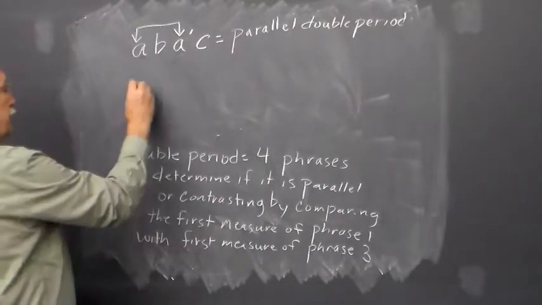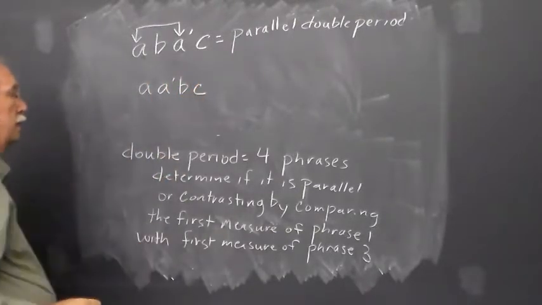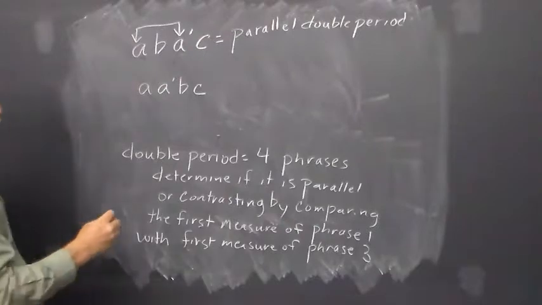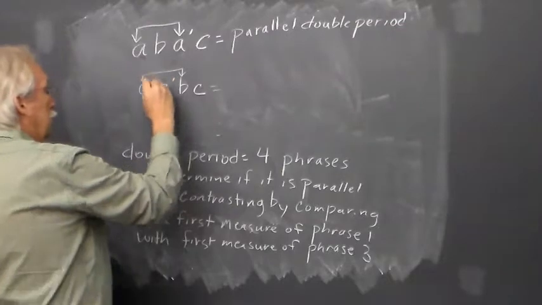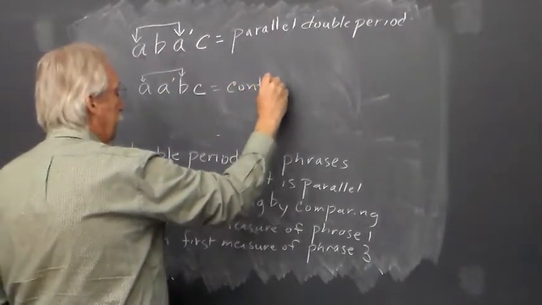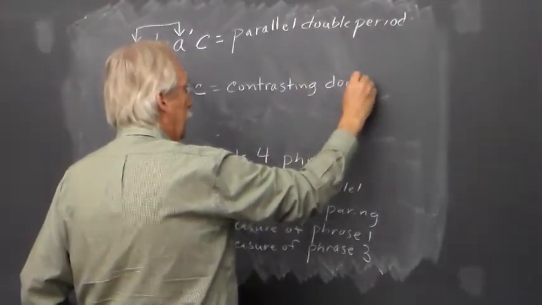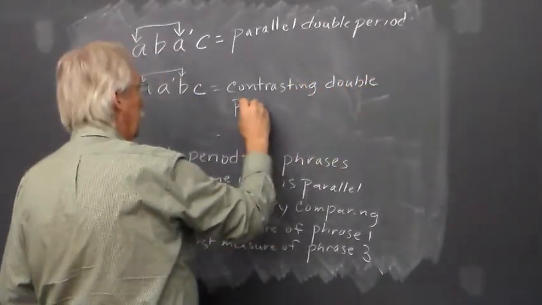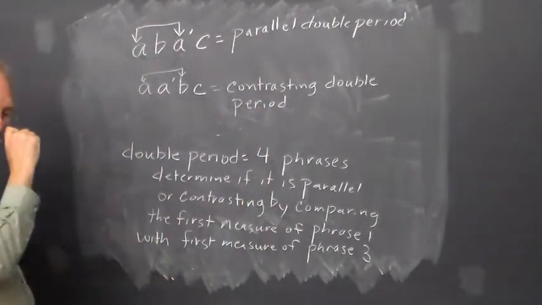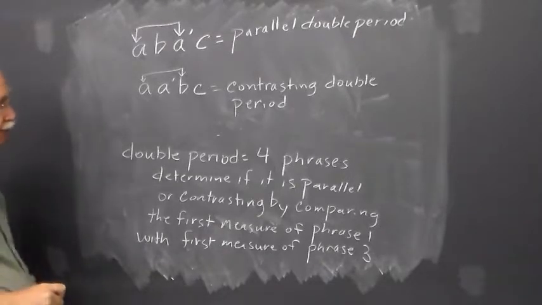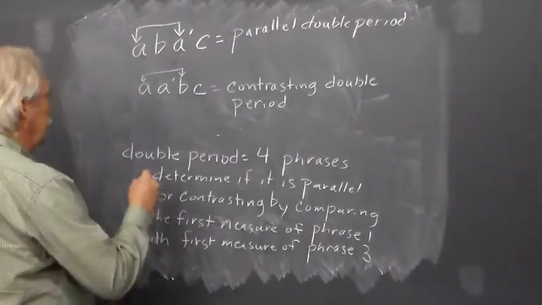On the other hand, if you had something like this, then this would be an example of a contrasting double period, because the beginning of the first and third phrase are not parallel. All right, so you have even more possibilities.